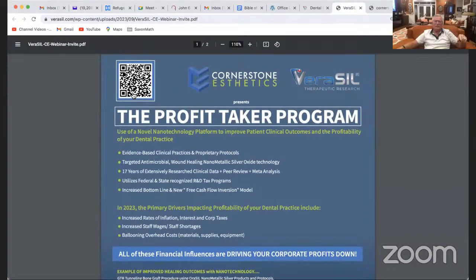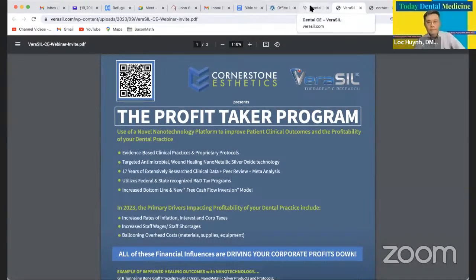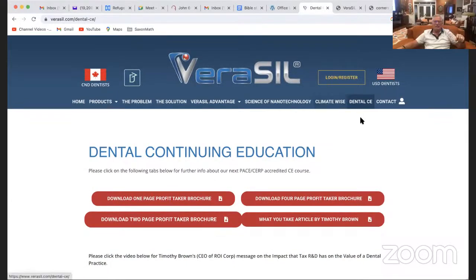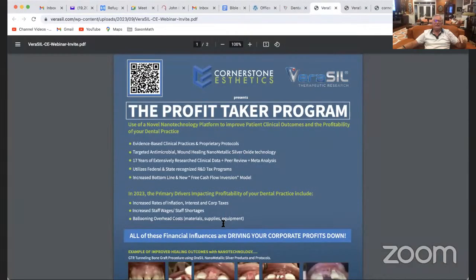If you go to the Verisol website, there's a dental CE tab, and you can find those. Yes, that one page document right there on the top right has a QR code on it. The two-pager straight down below it also has a QR code. You can click on that, and that will take you directly to the CE provider.